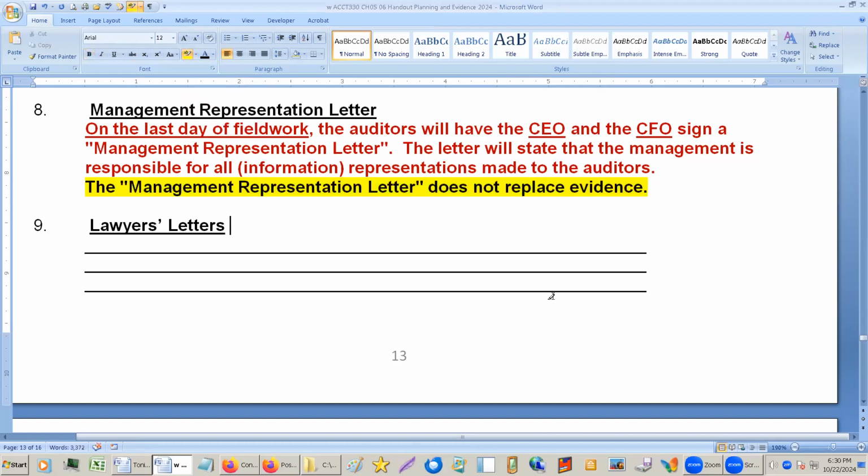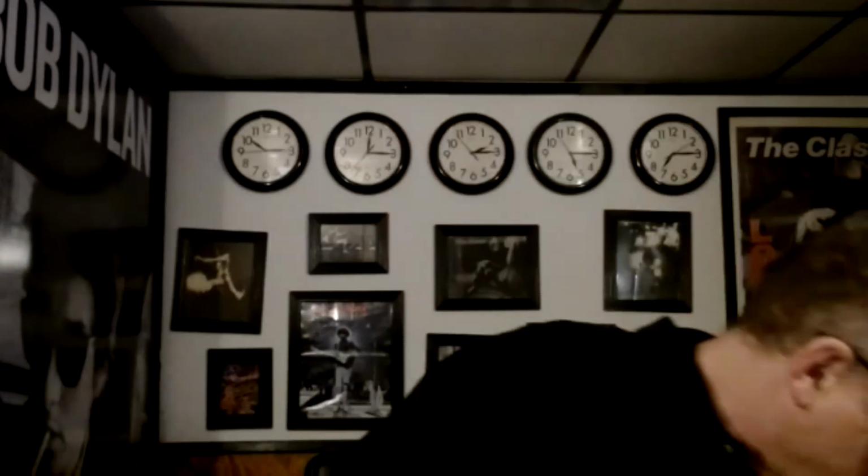Okay. So we don't do this instead of evidence. It isn't like we can just say, okay, we'll put everything in the management representation letter. We don't have to test for this and this and this because it's going to be the management representation. It's not like that. It is simply there to remind them of their responsibilities for it.